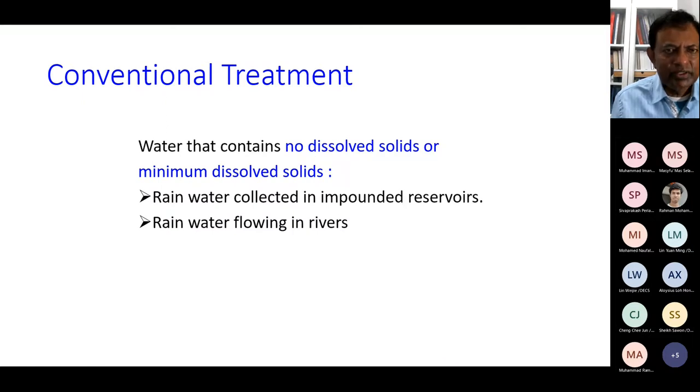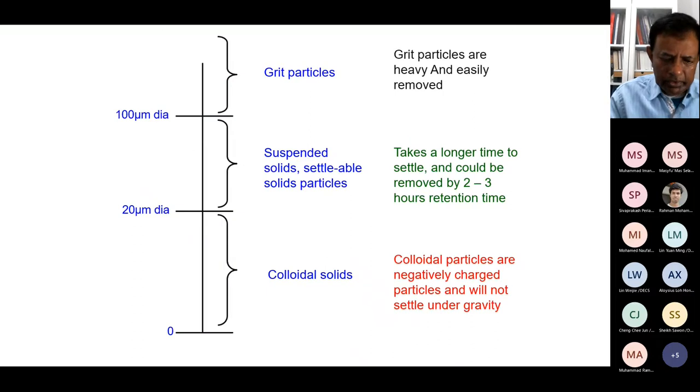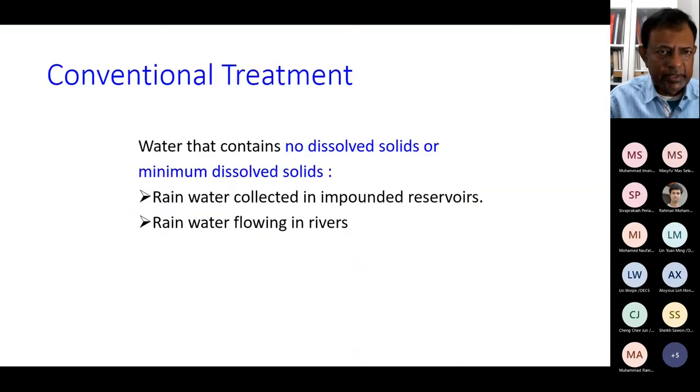At the same time, if it is going to be taken from rainwater collection or impounded reservoirs, all those sources are very much lower in dissolved salts. Okay, so the prerequisite, if you want to conduct the conventional treatment, is that your source of water should not have too much dissolved solids. Okay, very clear? Yeah. So how is the treatment conducted in the conventional treatment plant?